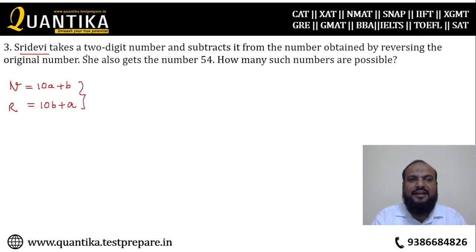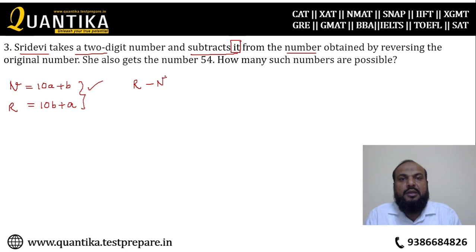Shri Devi takes a two-digit number. This is the number she takes. Subtract the original number from the number obtained by reversing the original number. That means she is subtracting n from r. Unlike what Madhuri did, Madhuri has subtracted the reversed number from the original number, but Shri Devi is just doing the reverse of what she did.